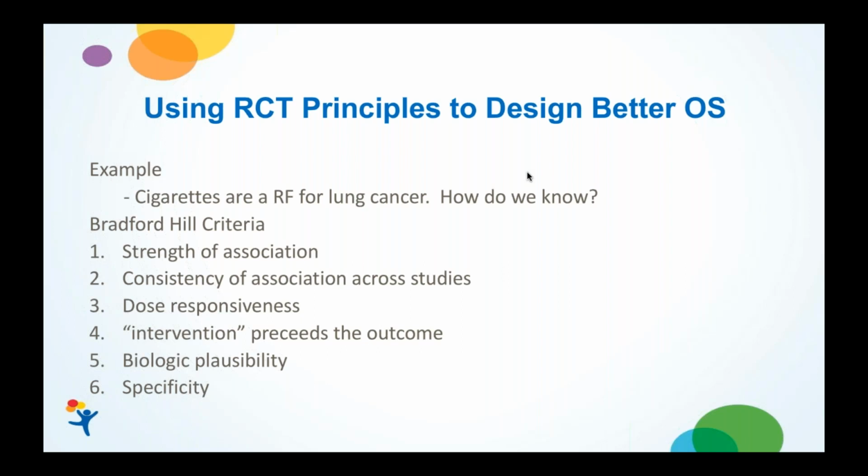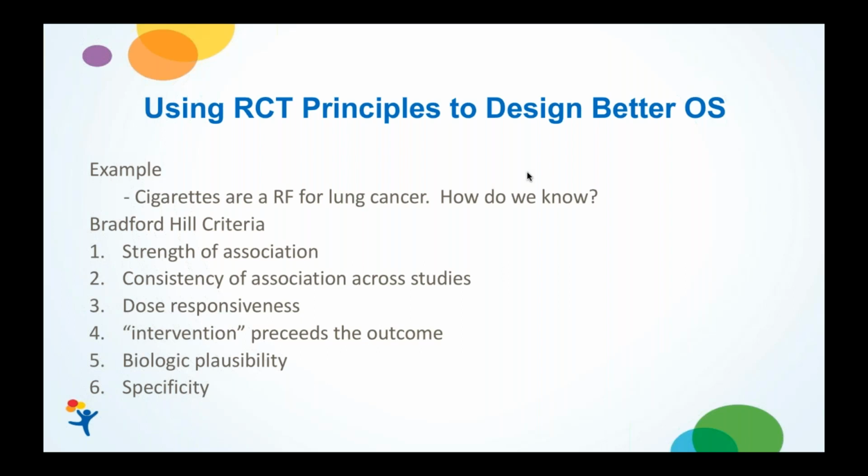Really importantly, the intervention precedes the outcome. Lung cancer had a lot of longitudinal studies in that field, looking at people over time and the incidence of lung cancer in populations, factoring in at what time in that person's life they started smoking. They were able to show consistently that lung cancer went up after somebody started smoking. And then biologic plausibility.